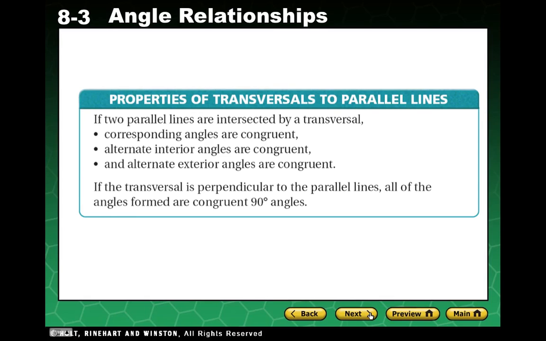Okay, so if you copied down the information and the little pictures on the last slide, you don't really need this, but this is just put into words everything that was on that screen. If two parallel lines are intersected by a transversal, corresponding angles are congruent, alternate interior angles are congruent, alternate exterior angles are congruent. If the transversal is perpendicular to the parallel lines, all of the angles formed are 90-degree angles.